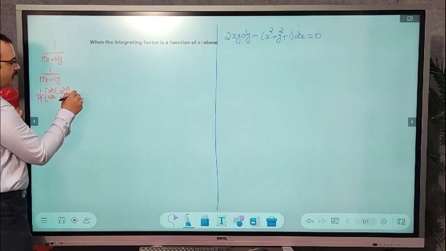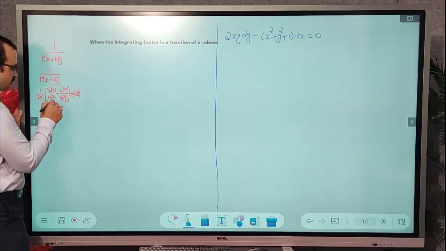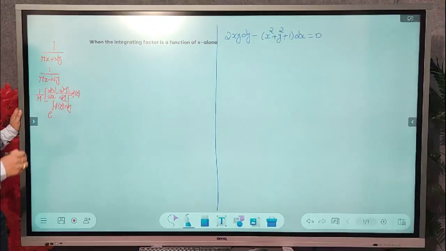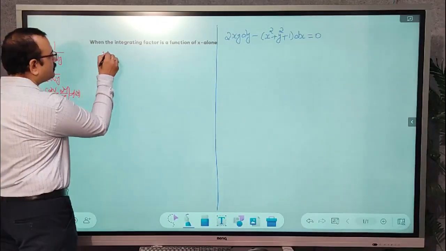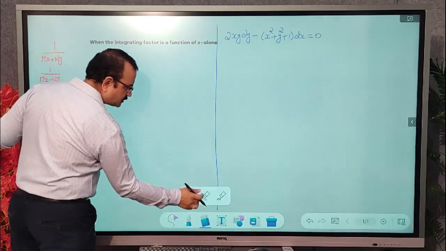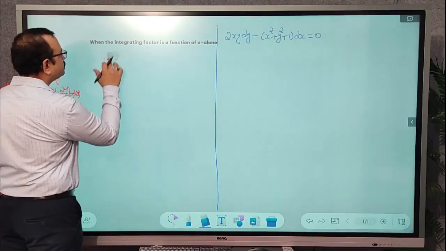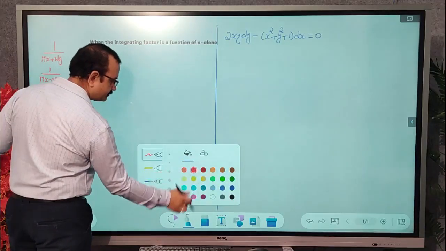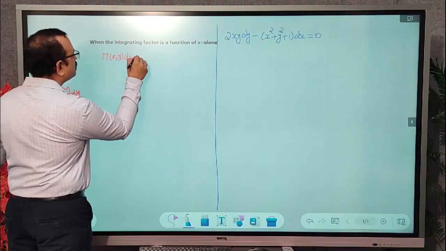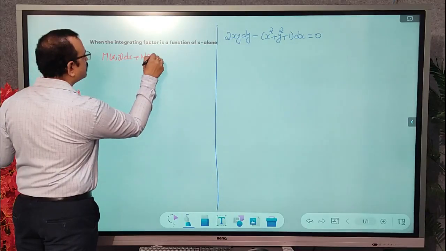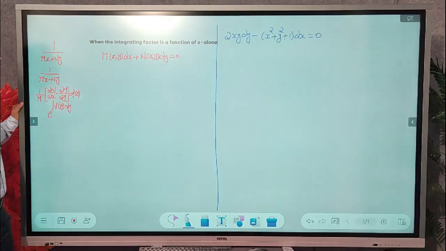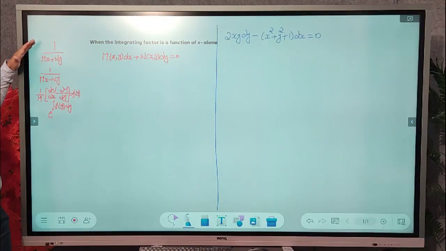So if it is a function of y alone, then the integrating factor is e power integral of f of y dy. So these are the methods we have discussed whenever the given differential equation is of the form M dx plus N dy is equal to 0, but it is not exact.